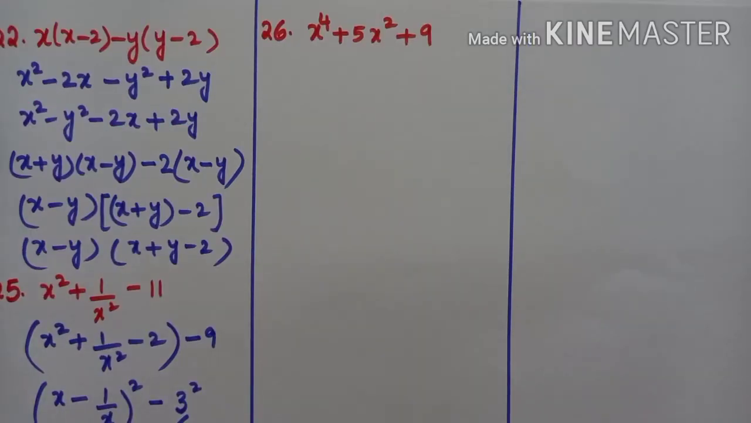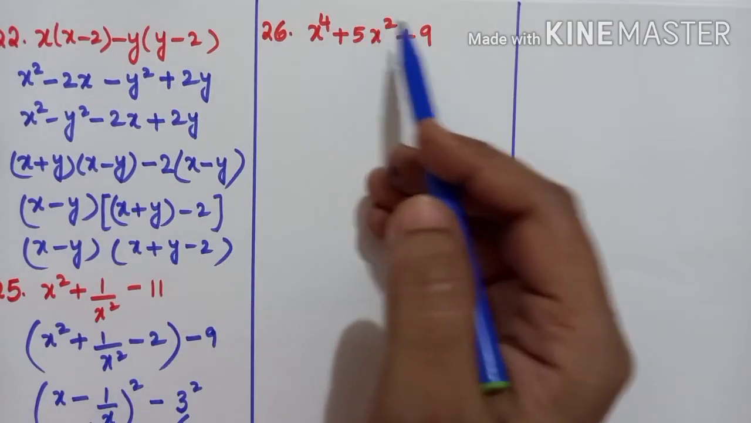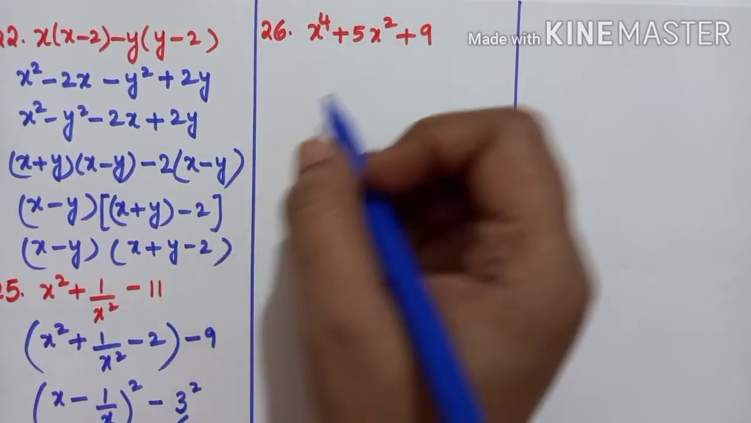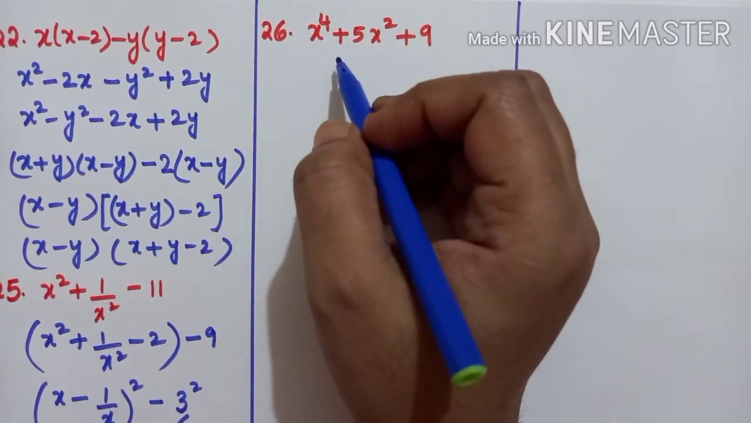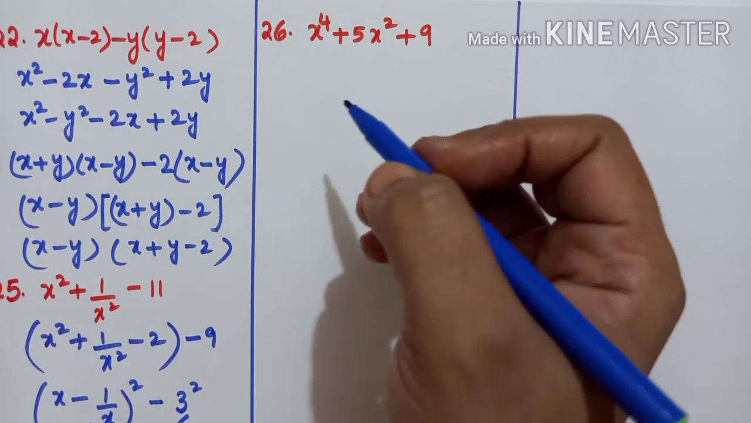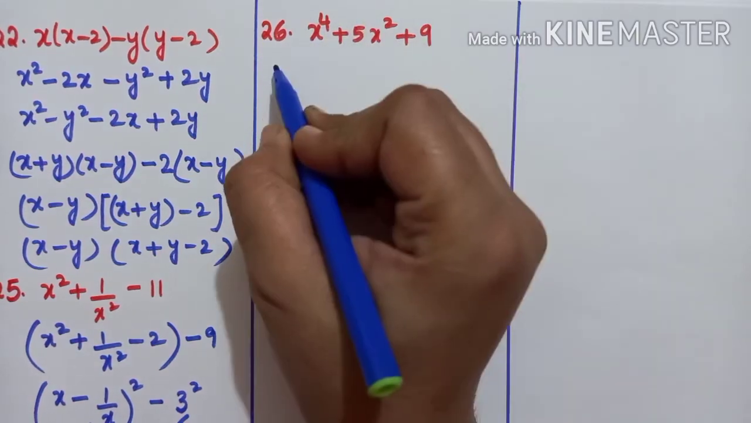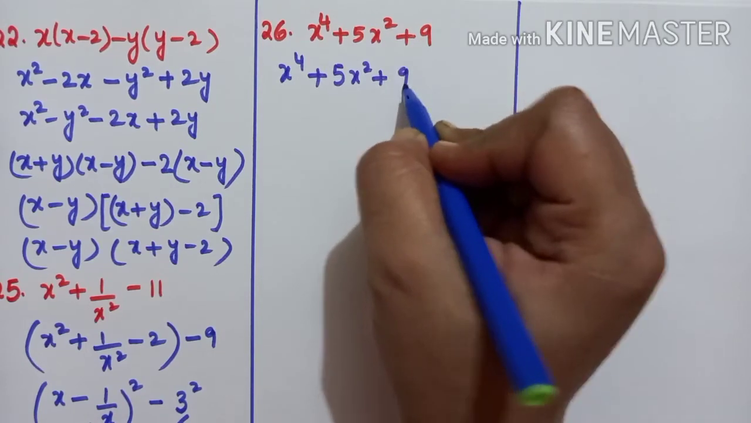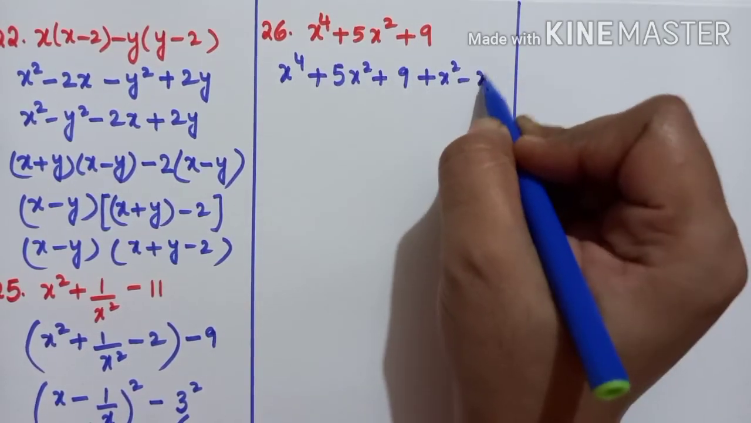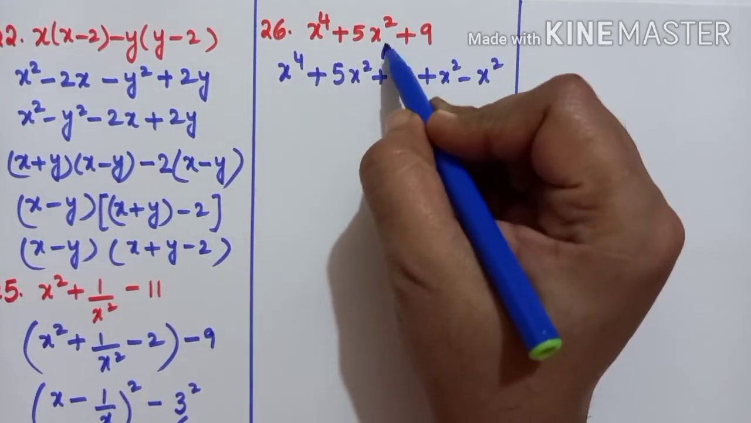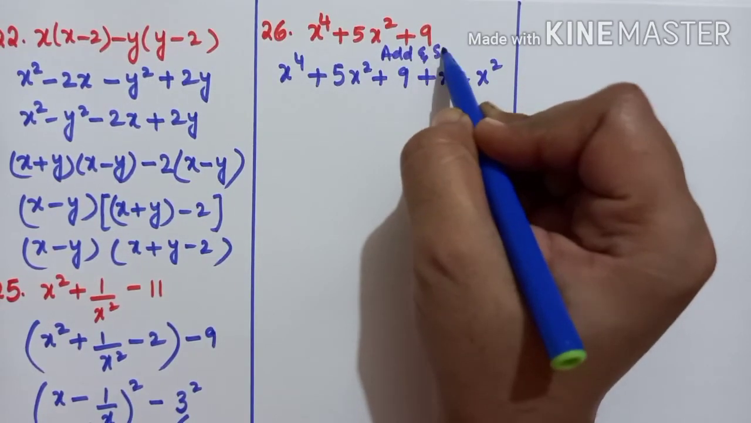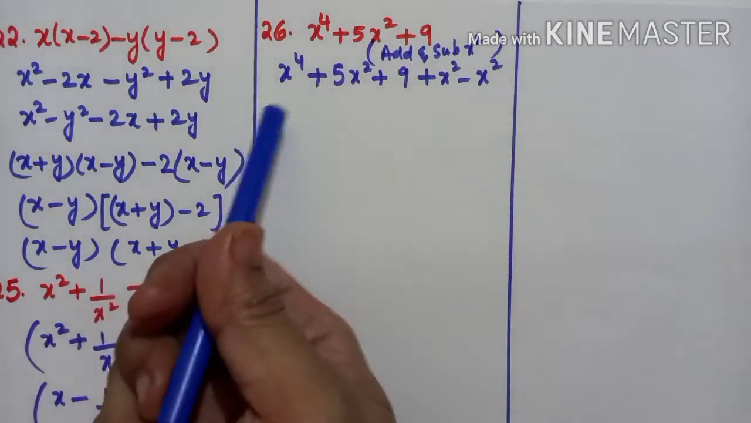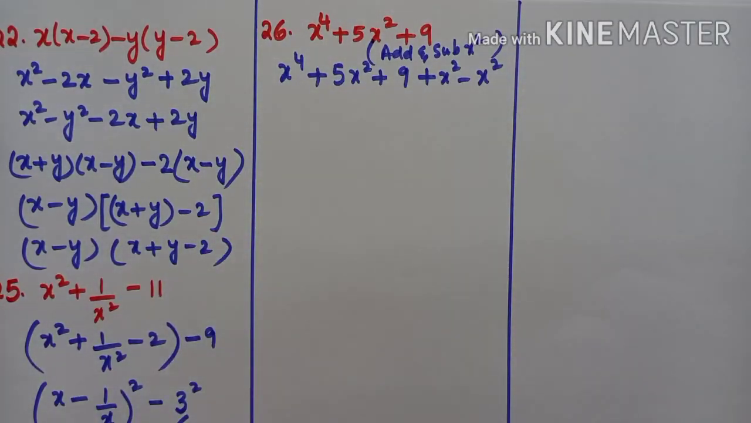Now the next problem is x power 4 plus 5 x square plus 9. Actually in this problem also a hint is given, that is you have to add and subtract x square in this given expression. So x power 4 plus 5 x square plus 9 plus x square minus x square.